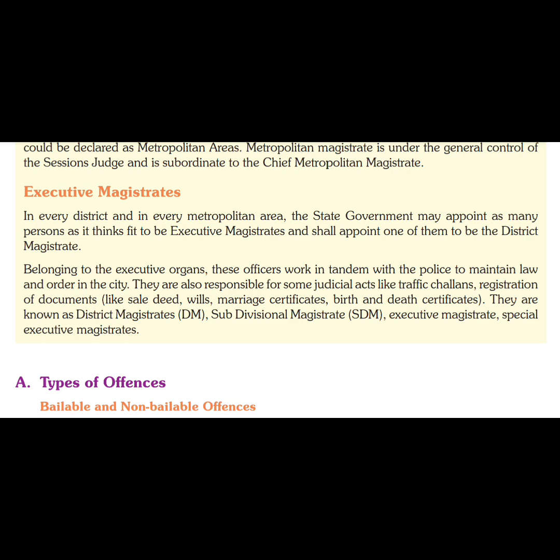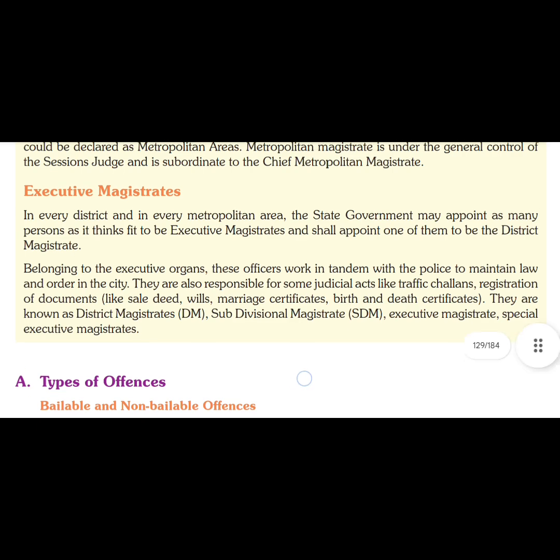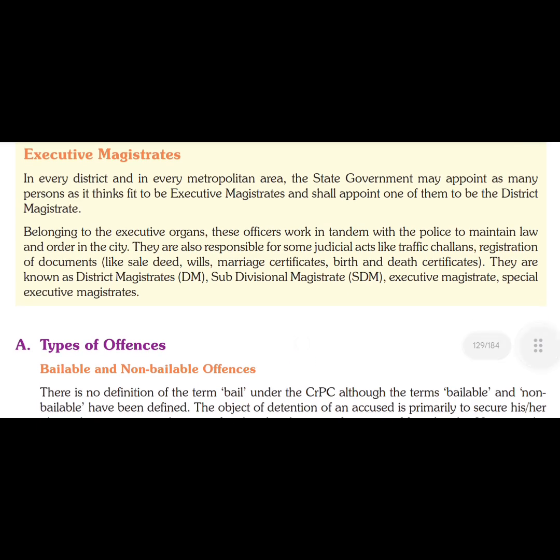Okay, and these magistrates, they look after the judicial matters. Fine, that is the difference between them. So in every district, let it be metropolitan area as well, state government can appoint as many executive magistrates as it deems fit, considering the population and other executive matters or other administration matters of that area, and one of them shall be the district magistrate, that is DM, belonging to the executive organs.